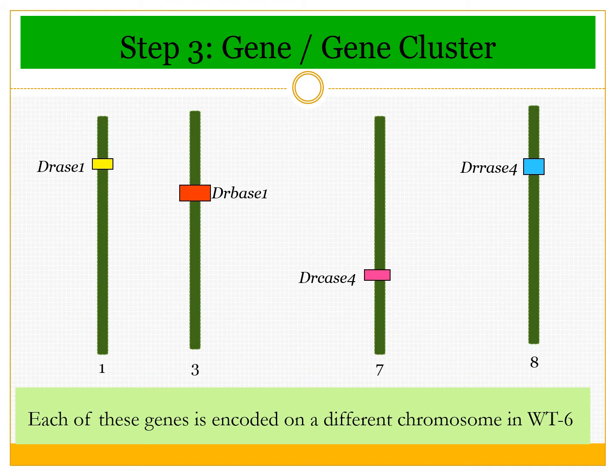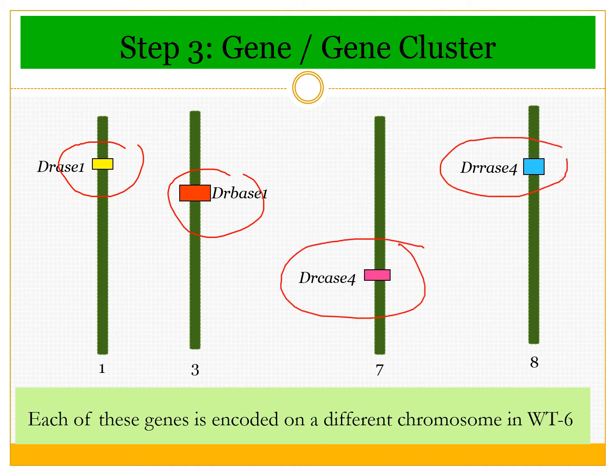So transformation and selection is not that easy, because each of these particular genes may be located on different chromosomes in the wild type. So you have these examples: DRase1 located on chromosome 1, DRbase2 located on chromosome 3, and so on and so forth. Now one needs to isolate these particular genes.